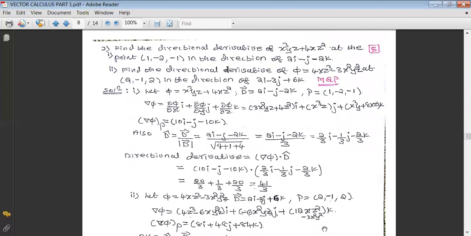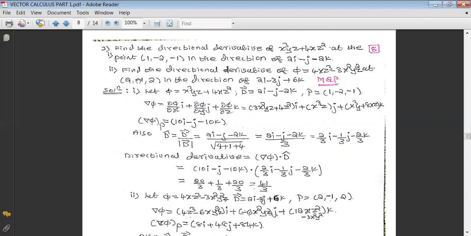Now let us go to the third one, and this is based on the directional derivative, and it is like this: find the directional derivative of x cube yz plus 4xz square at the point (1, -2, -1) in the direction of 2i minus j minus 2k.